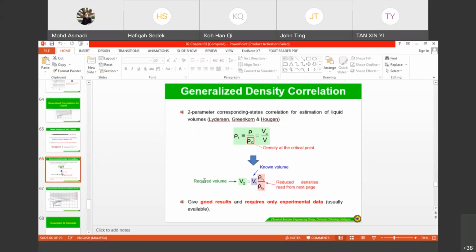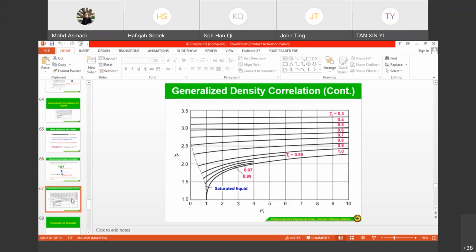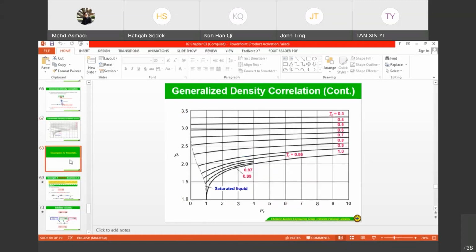But we have to know the first condition first to use this density correlation. Understand? If you want to calculate rho R, you can also calculate it from VC and V. We call it the density at the critical point. So there are two important things for the generalized correlations. One is for gas and another one is for the liquid.